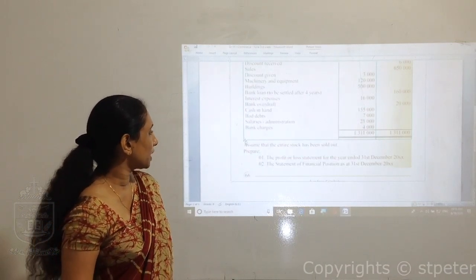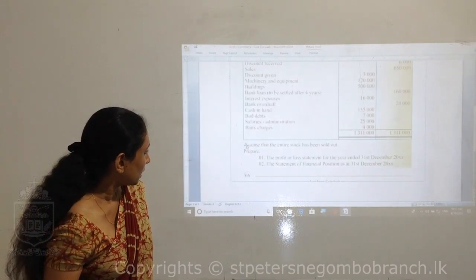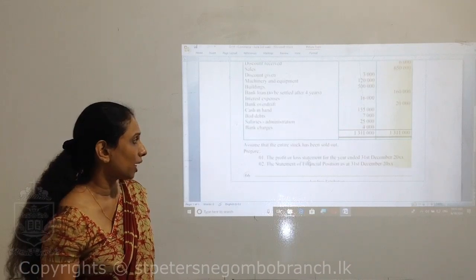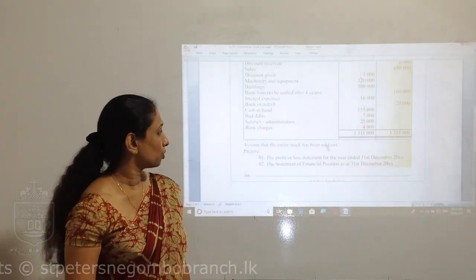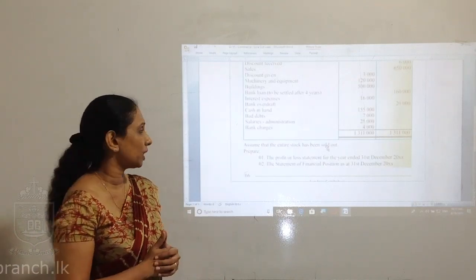At the bottom of the trial balance, there is a special note given. It says assume that the entire stock has been sold out. Which means we don't have any closing stock at the end of the period.